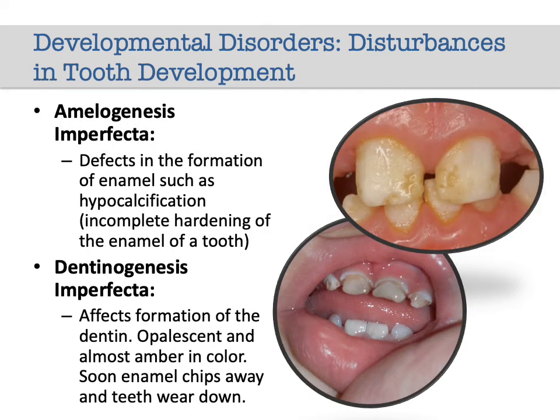Amelogenesis imperfecta is a defect in the formation of the enamel, such as hypocalcification, which is incomplete hardening of the enamel of a tooth. Dentinogenesis imperfecta affects formation of the dentin and is often an opalescent and almost amber color. Soon the enamel chips away and the teeth end up wearing down.